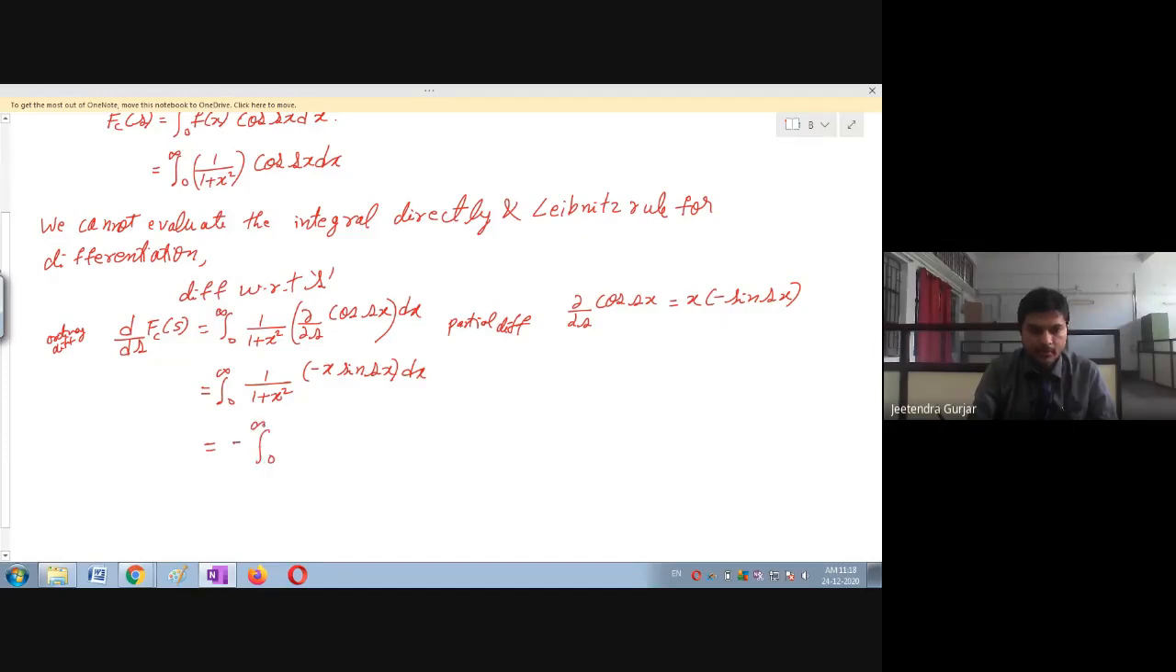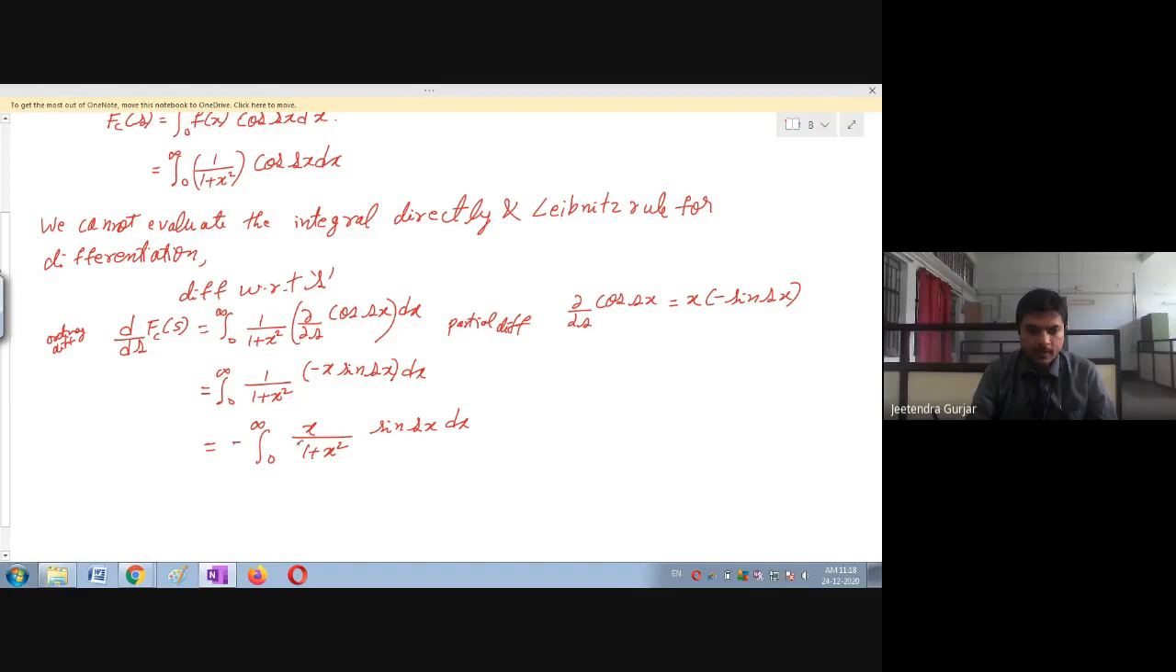Integral 0 to infinity, this is x divided by 1 plus x square, sine sx dx. Now I want to cancel this 1 plus x square, but if any variable is there in the denominator we cannot simplify this directly. So again I have to go for modification.